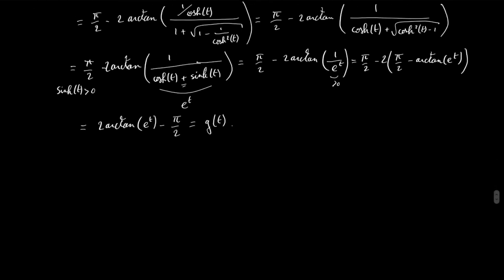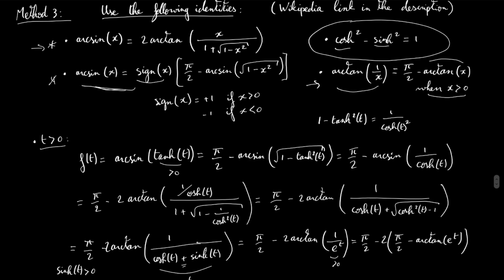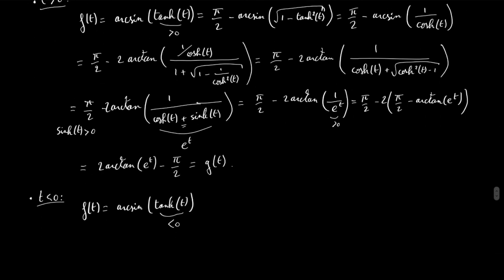Okay, now let's work on the case where t is strictly negative. So we have f of t still equal to the arcsine of the hyperbolic tangent of t. In that case, the hyperbolic tangent of t is strictly negative. So based on the second identity that we have here, we know that the sign of x will be equal to minus 1.